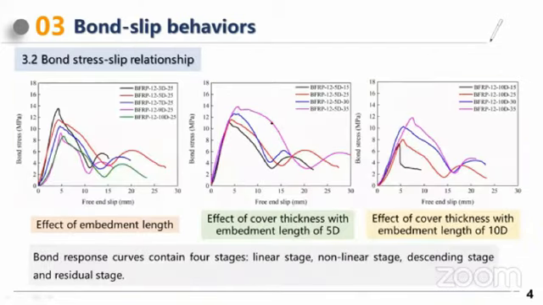And then we also analyze the bond stress slip relationship. We consider the embedment length and cover thickness effect. All bond response curves contain 4 stages. At first, we see the linear stage, then the non-linear stage. After the peak, the descending stage occurs and then the residual stage. This is also a residual stage.